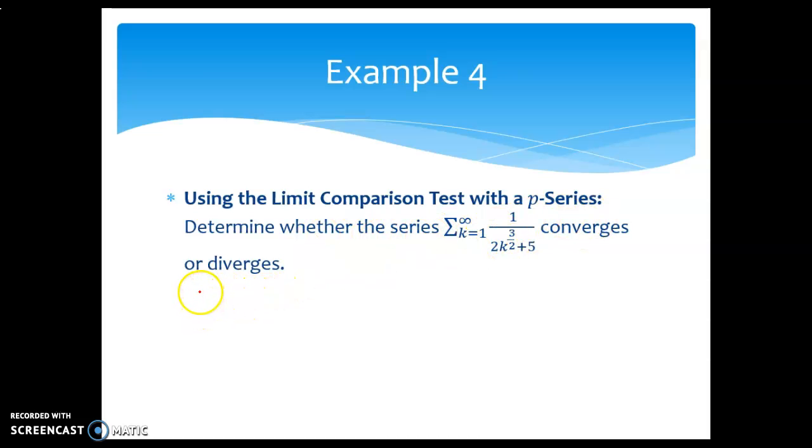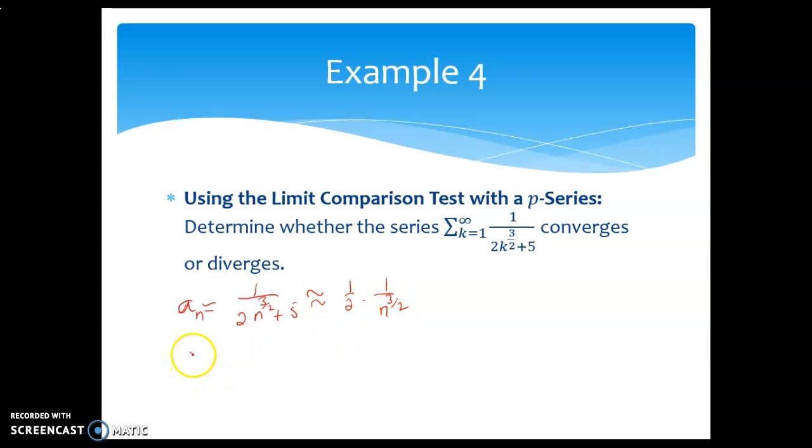So first, we are going to say our a sub n is equal to 1 over 2 n raised to the power of 3 over 2 plus 5. This is our a sub n. So our b sub n, we come up with b sub n from here, and it has to be a p-series. That means when we have a big n, this 5 here will be negligible. So we're going to have 1/2 times 1 over n raised to the power of 3 over 2.